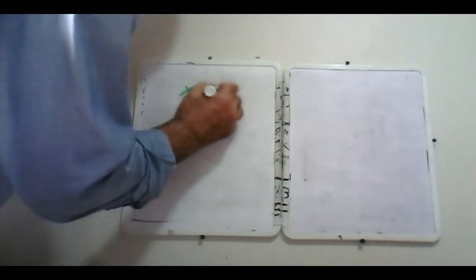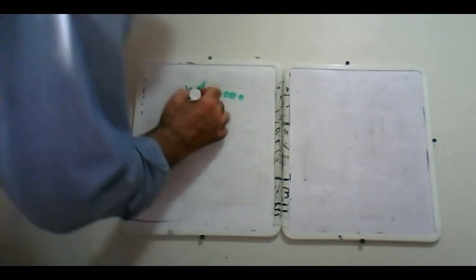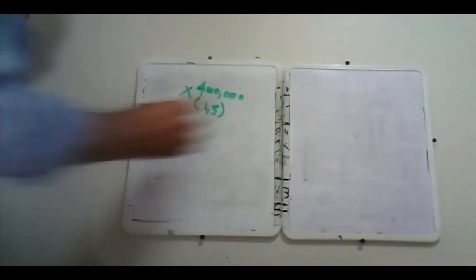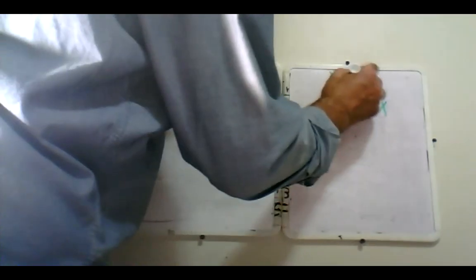The first location is here. This location is giving $400,000, and the x is 1 and the y is 5. What is 1 and 5? This is the x, and this is y. So the point is 1 and 5 here.